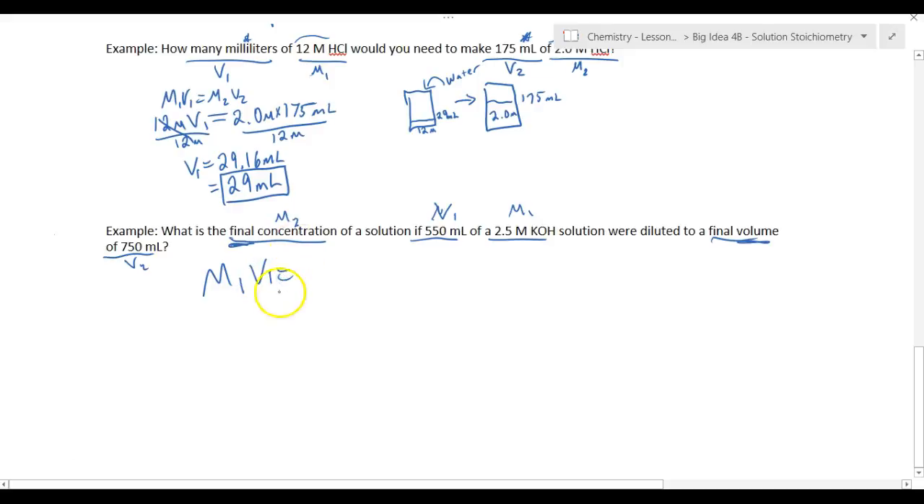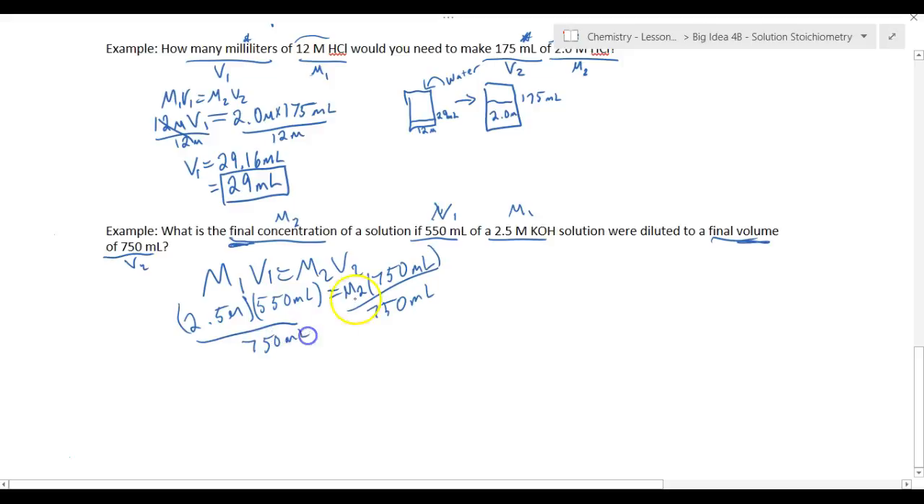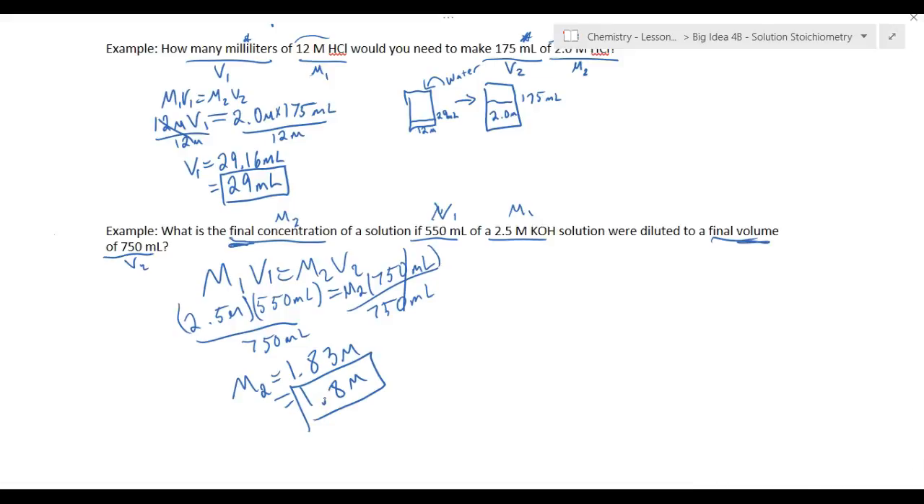M1 V1 is equal to M2 V2. Okay, so if we have an initial concentration of 2.5 molar and an initial volume of 550 milliliters, and you have a final volume of 750 milliliters with an unknown concentration, then divide both sides by 750. They'll cancel that out, and you'll end up with M2 equal to 1.83 molarity or 1.8 molarity. Sorry for the slanted writing. I think I lost track on my screen. Alright, so we have a final concentration of 1.8 molarity.